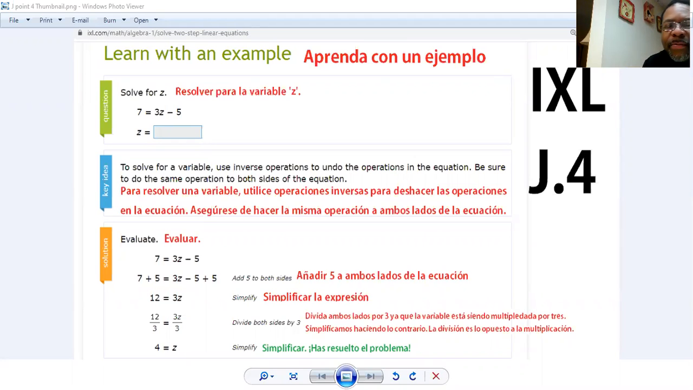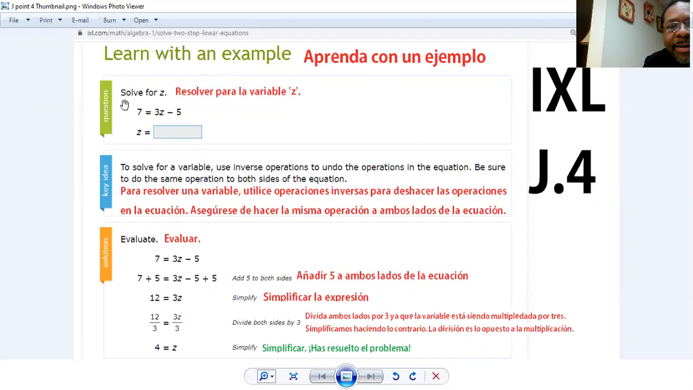All right, so work on these IXL problems until you earn 80% or better. Use SpanishDict.com to translate if you need to. Okay, so we're going to begin by learning with an example.